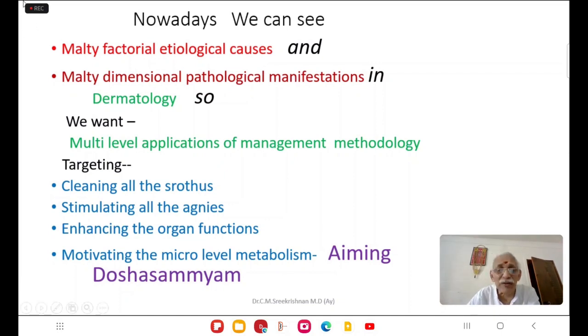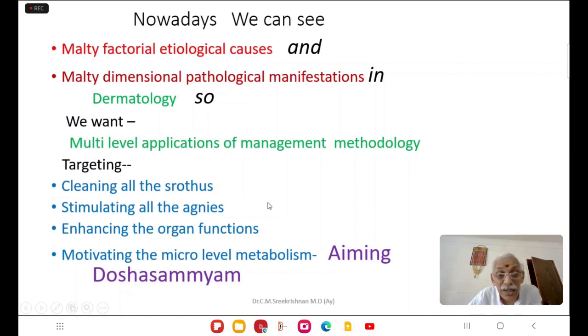So, nowadays we want multi-level application of management methodology, targeting cleaning all the Srotas, not only one Srota. Even the septal level, the intracellular pore should be cleared. That is called Antah Srota. It is the internal transporter system. So not only the major Amashaya, all the Srotas, even the Pranavaha, Annavaha, Udakavaha, all 13 types of Srotas should be cleared.